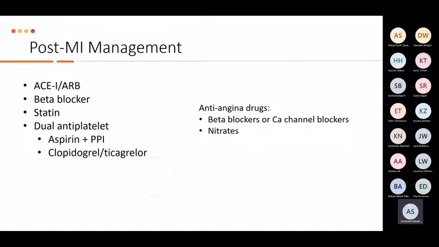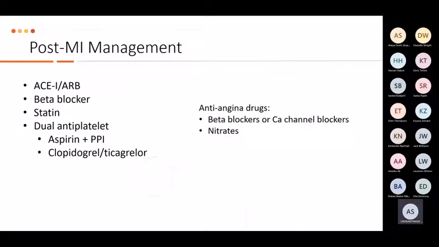And then in terms of post-MI management, you'd want to put them on an ACE inhibitor or an ARB. So if they're not tolerating the ACE inhibitor because they developed a cough, then you put them on ARBs. You'd put them on a beta blocker as well. Ensure they're on a statin for the cholesterol, and you also put them on a dual antiplatelet. So you put them on aspirin with a PPI, and in the case of George's, it's ticagrelor.